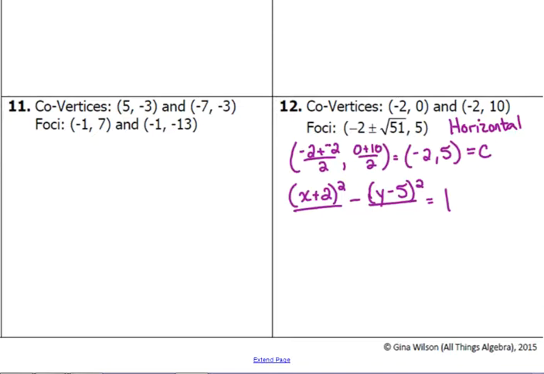Now, we can find B with the information that we have right now, because B is the distance from the center to the co-vertices. So center, -2, 5, to one of the co-vertices, -2, 0. How many units? 5 units. So 5 is B. So the y minus 5 squared is over 25.